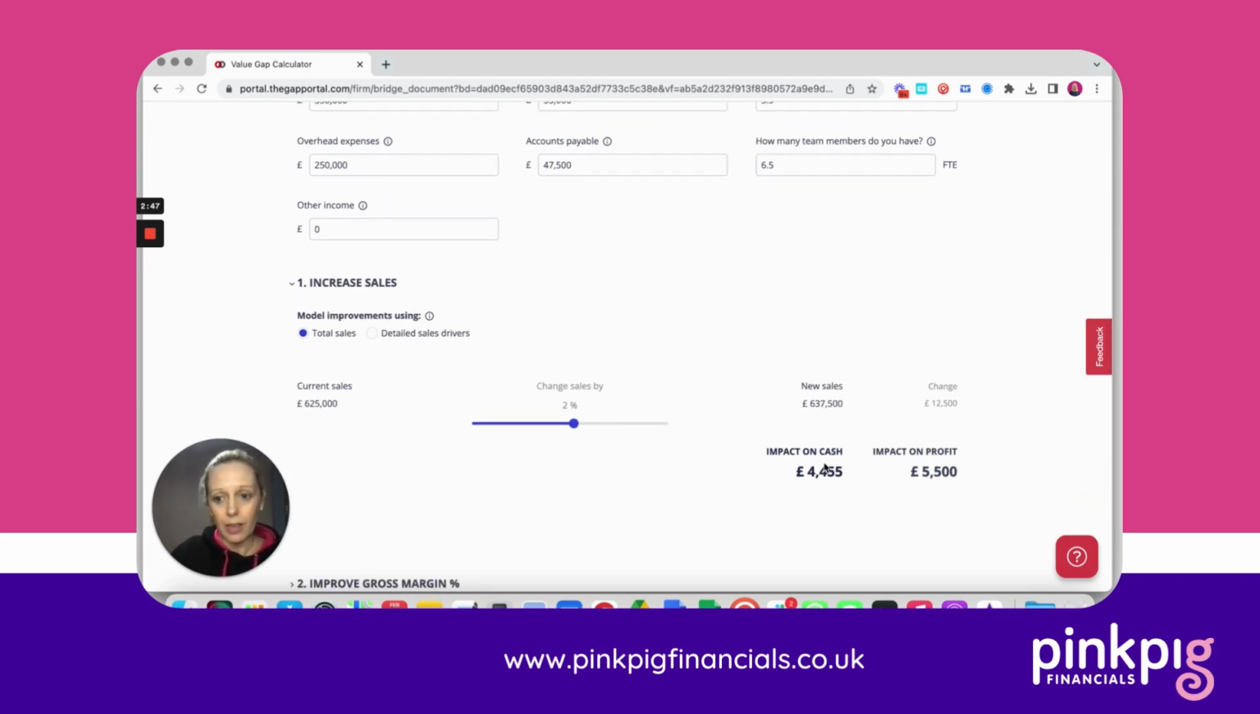Your cash and profit will never match because obviously there's timing issues and things like that. So you can see there how a small change in your sales, which could be either you're selling more or you put your prices up, just by 2% is going to have that impact. At that level, obviously, 2% for everyone's going to be different. But even if you look at 10%, it's going to have a difference. So what could you increase your prices by? What could you do with your sales to increase the sales to get that impact?